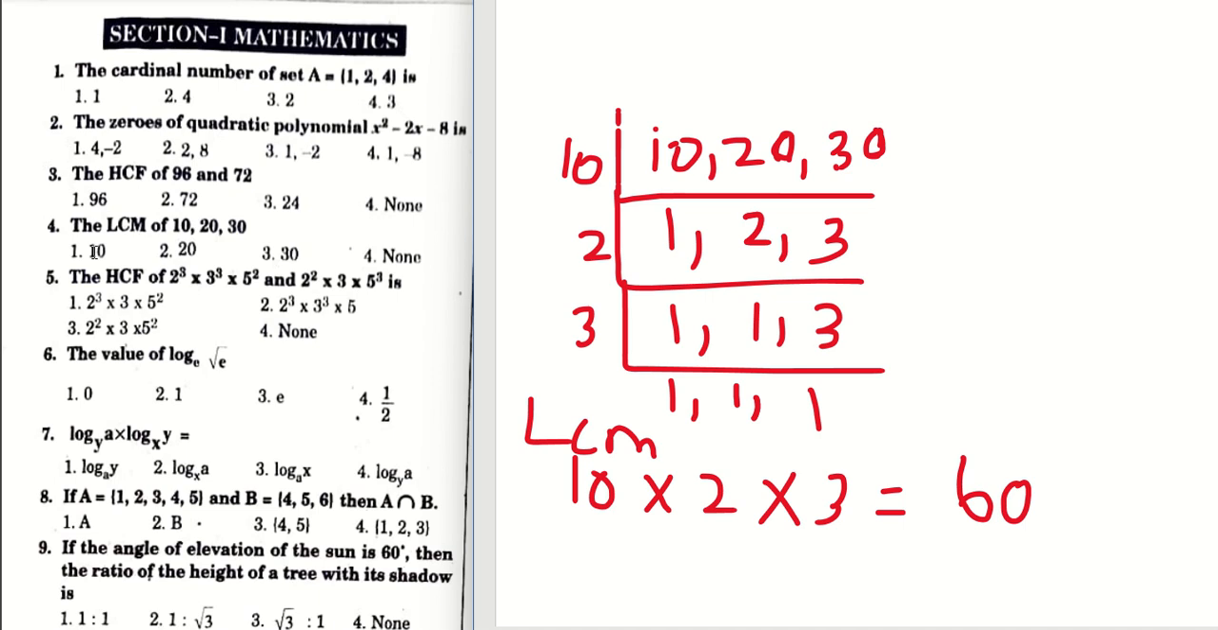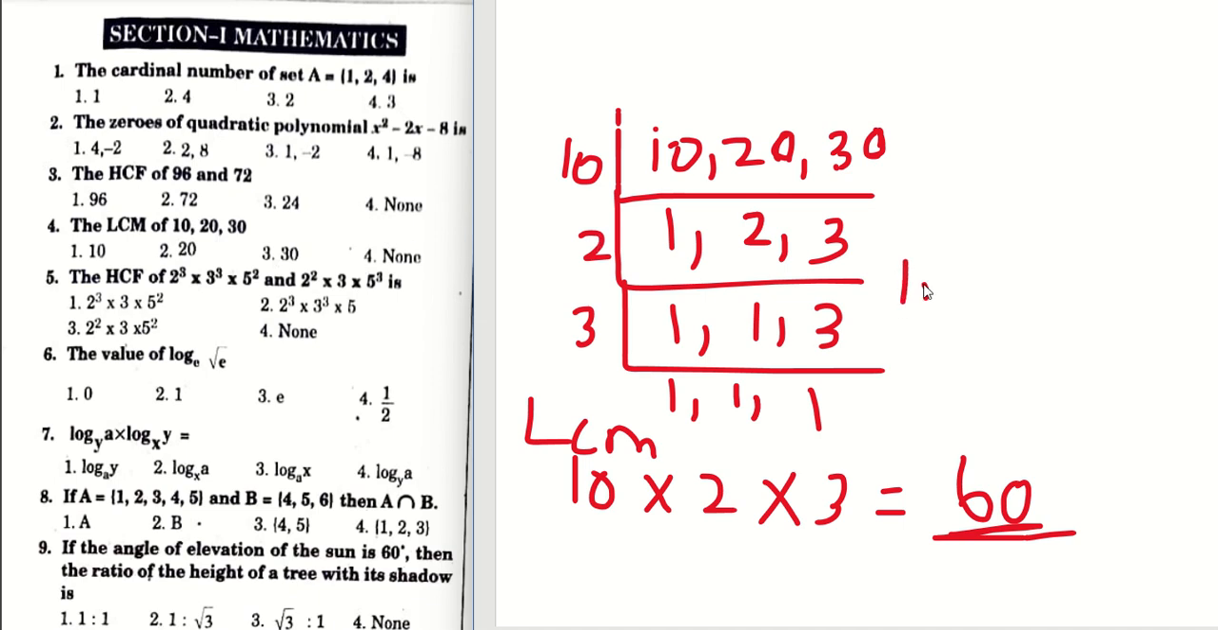So what is the option you are getting over here? LCM: number 1 is 10, number 2 is 20 and number 3 is 30. Right? So what is the option you have? Number 4 is none. Are we getting any option over here as 60 as a LCM? No. Obviously, no. Right? So what is our answer? You will get it over here then. So it will be none.